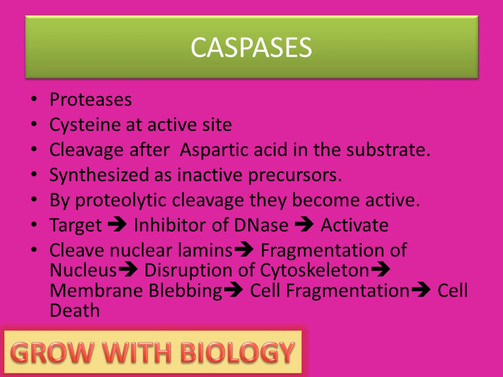When it has been activated, it will inhibit the DNase inhibitor. When it is inhibiting the inhibitor, then the DNases will get activated. Now what is the role of caspases? Caspases cleave the nuclear lamins. Nuclear lamins are present as a support for the nucleus. When the backbone is cleaved, it will result in fragmentation of the nucleus, which will result in disruption of the cytoskeleton. There is membrane blebbing, resulting in cell fragmentation, which results in cell death.